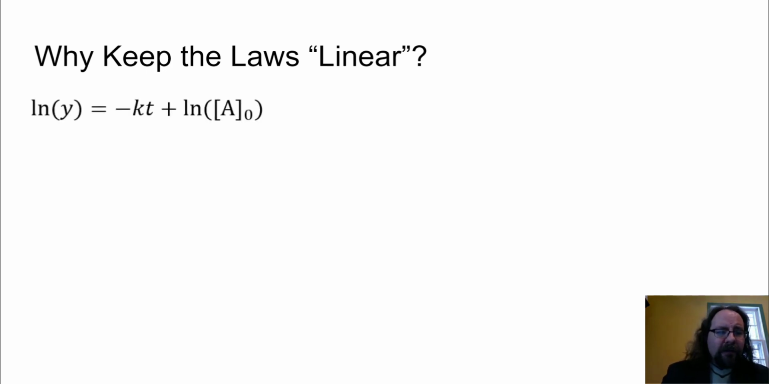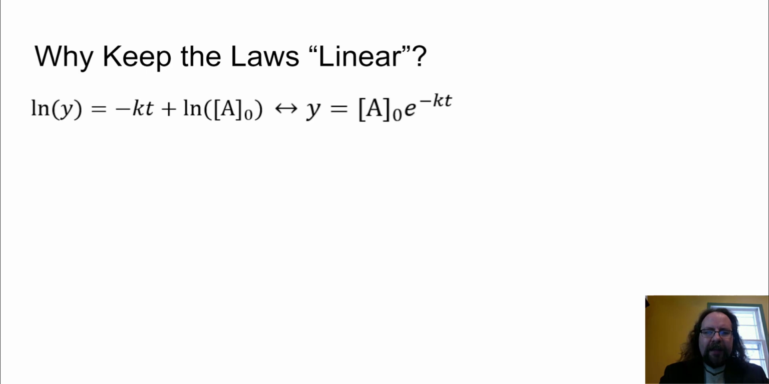Well, for our first order equation, we have that the log of y equals negative kt plus the log of the initial concentration. But if we were to take the anti-log of both sides, or sometimes we say raise e to both sides, in order to isolate y, we can rewrite this in our more familiar exponential form of y equals the initial concentration of A times e to the negative kt.